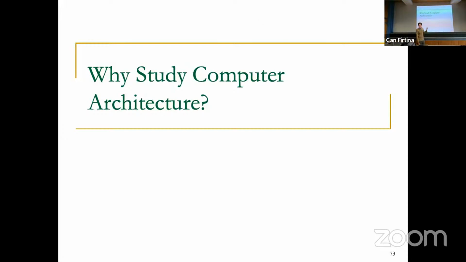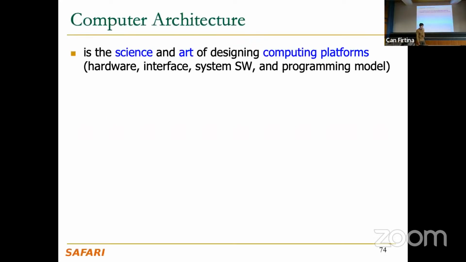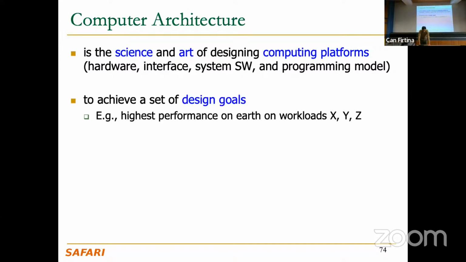Okay? Remember, we were talking about why this course, why computer architecture, and let's first define what computer architecture is. It is the science and art of designing computing platforms, including hardware, interface, system software, and programming model, in order to achieve a set of design goals.